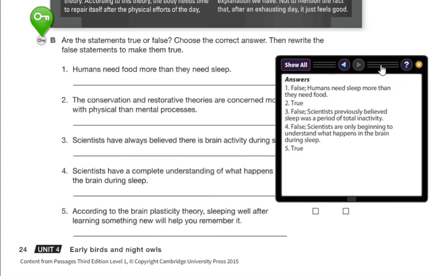Here we go. False, humans need sleep more than they need food. True. False, scientists previously believed sleep was a period of inactivity. False, scientists are only beginning to understand what happens in the brain during sleep. And fine, it's true. So that's it, guys, of unit number 5. This is workbook part 2.